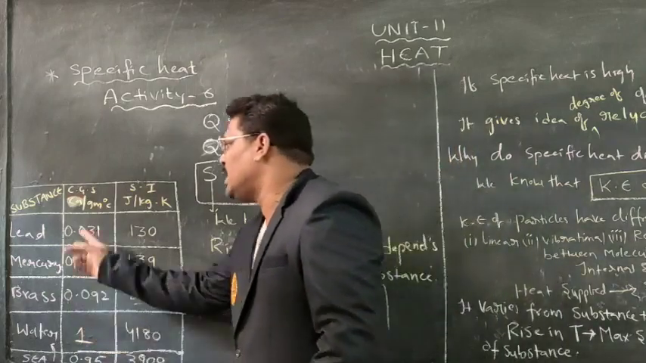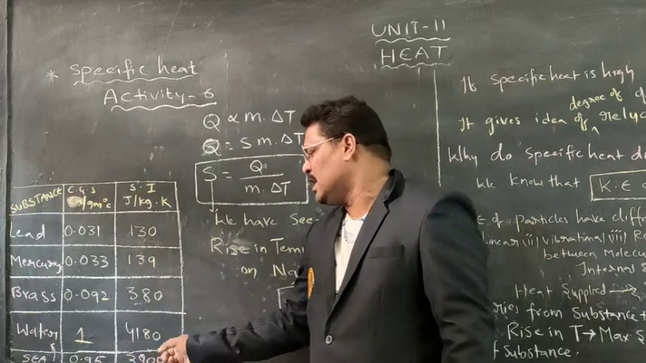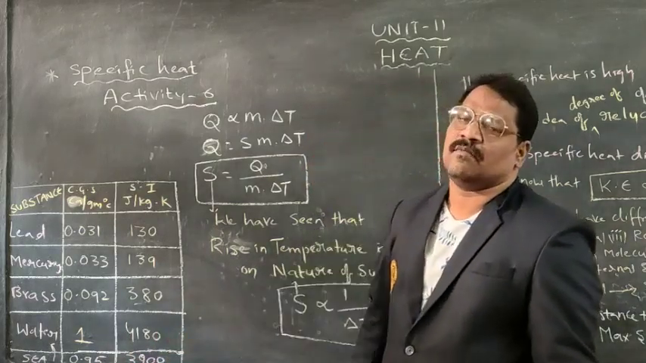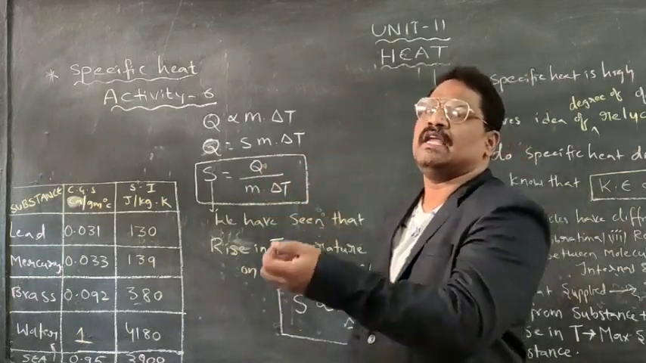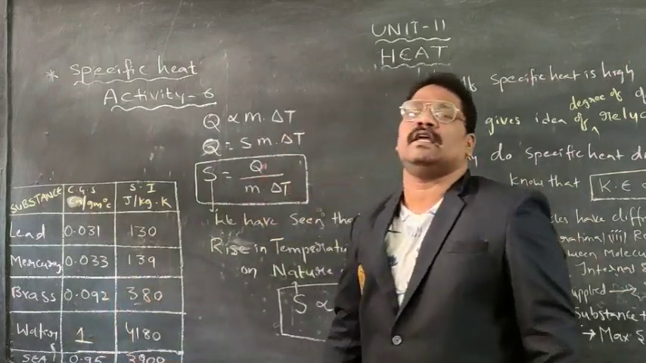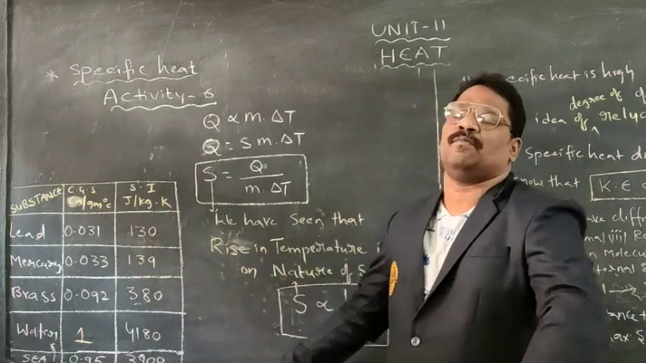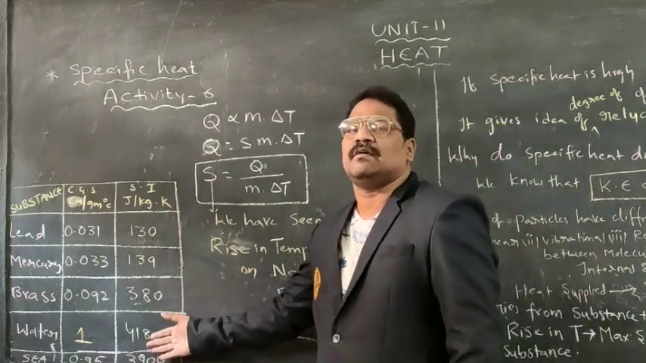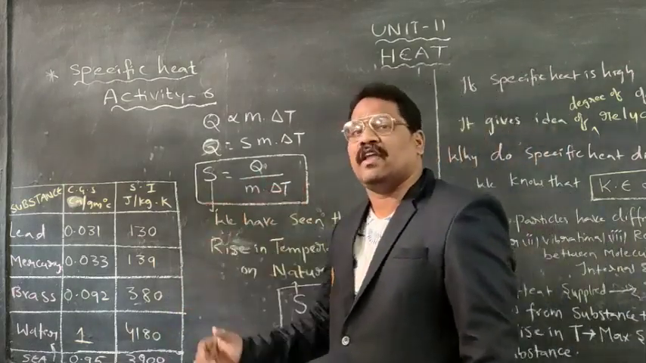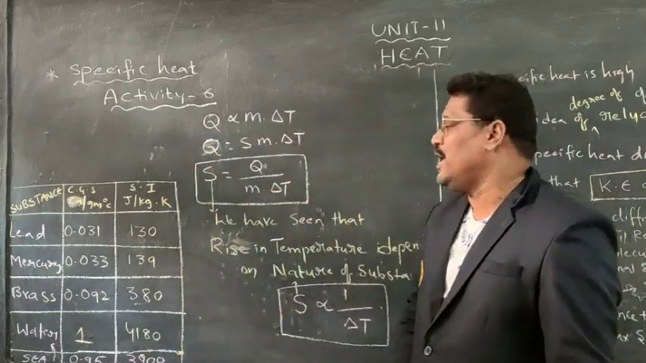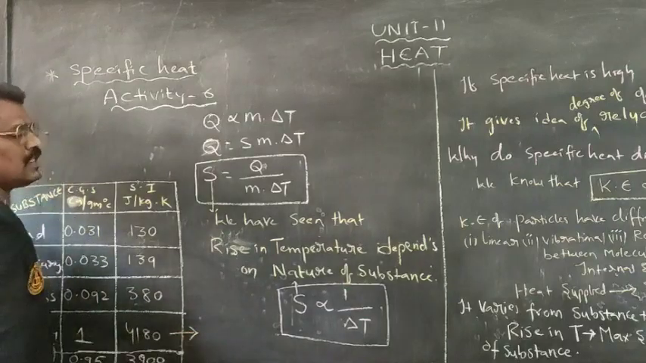When it comes to water, in CGS system, its value will be equal to 1 calorie per gram degree Celsius. In MKS system or SI system, it will be 4180 joule per kg Kelvin. When it comes to seawater, it is 0.95 calorie per gram per degree Celsius in CGS system. In MKS system or SI system, its value will be 3900 joule per kg per Kelvin. Among all substances, the specific heat of water is greater than that of all the substances.